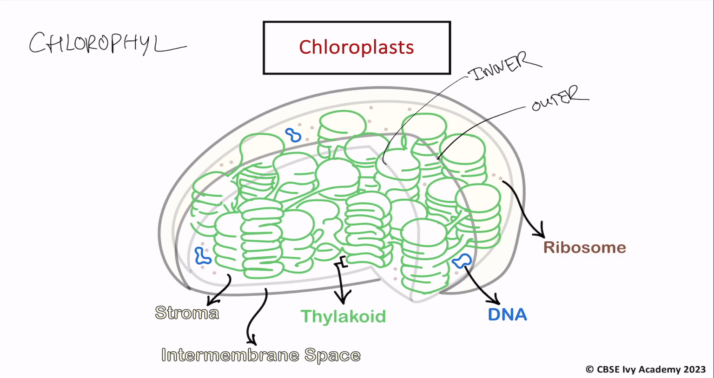There's also another membrane system inside the chloroplasts, and that's in the form of interconnected sacs called thylakoids. Right here, thylakoids. So that's another membrane system within the chloroplast. Now, a stack of thylakoids is called a granum. So one whole stack of thylakoids, you call that a granum.